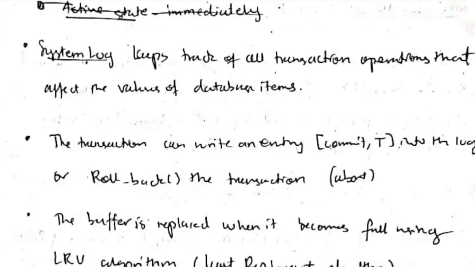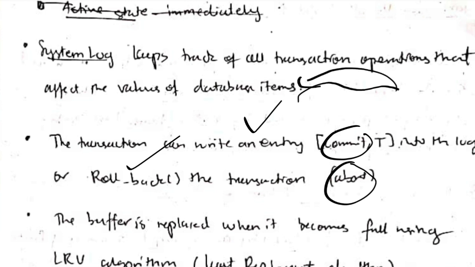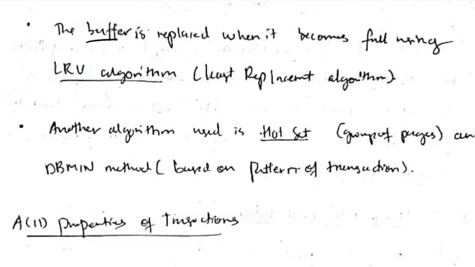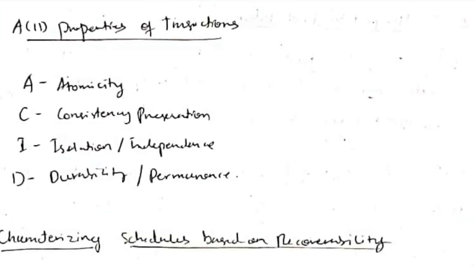And for every transaction there will be a system log which keeps track of all transaction operations. A transaction can do two things: commit and abort. Commit means a successful entry, and abort means a rollback. That means after doing some operation, coming back to the original position without saving anything. For each transaction we use a buffer, like a cache, and for that there are algorithms for replacing the older values. The mostly used is the least recently used replacement algorithm, and others are the hot set and DBMIN methods.